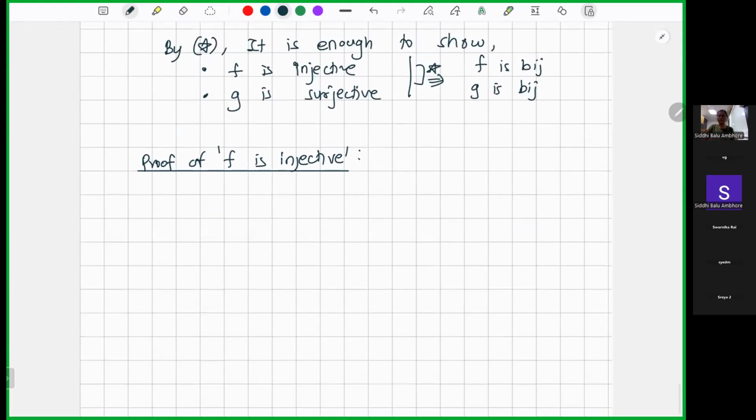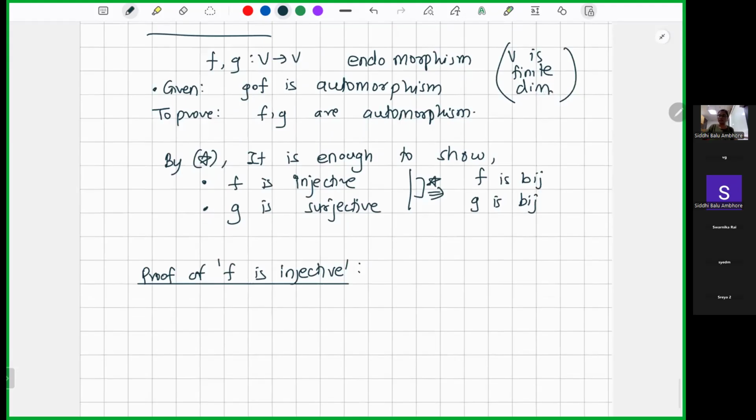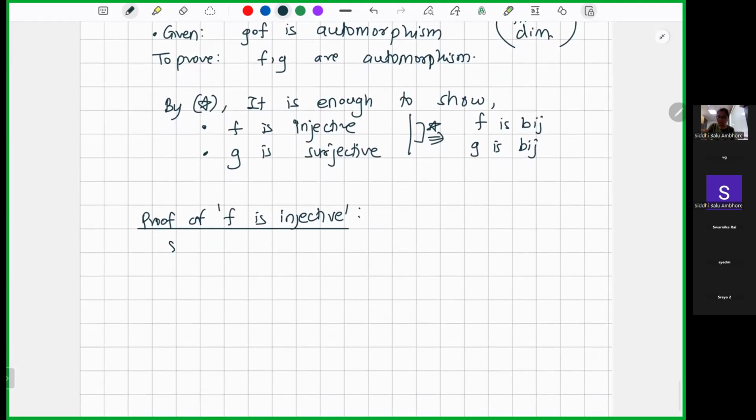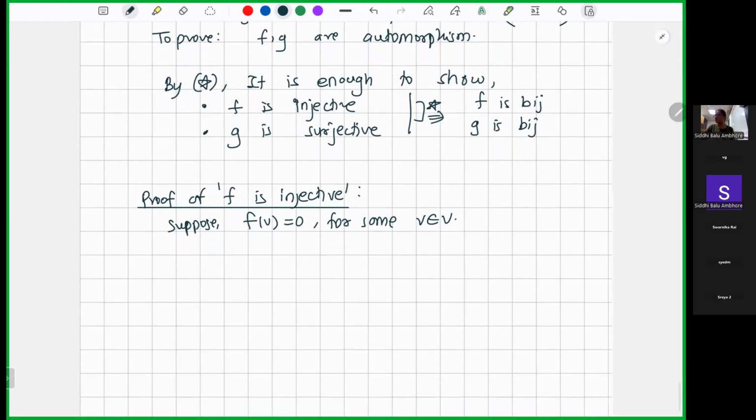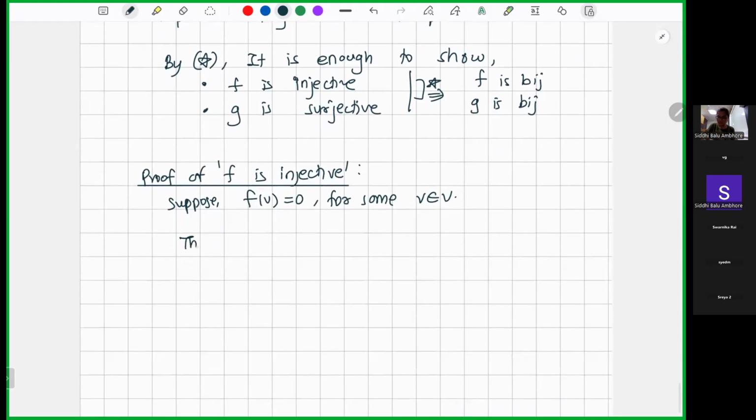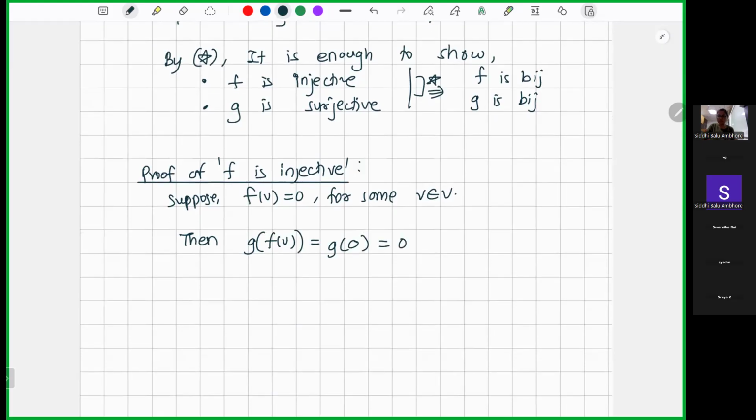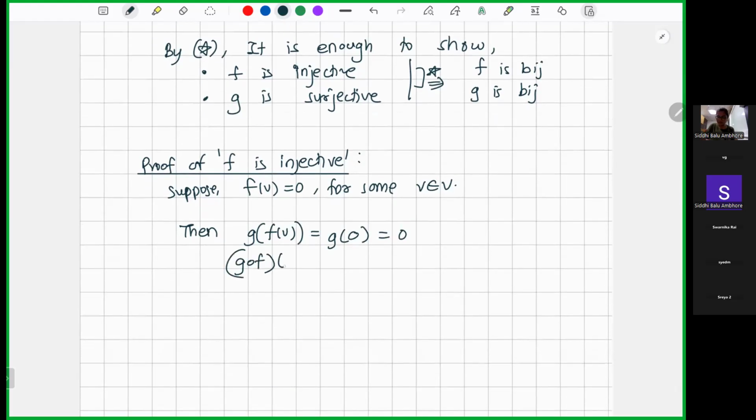So we will just prove that F is injective, because V is a finite dimensional vector space. Suppose F of V is 0. What we will try to show is that V is 0. Then note that G of F of V will be G of 0, and this will be 0. So this will imply that G of F of V is 0.